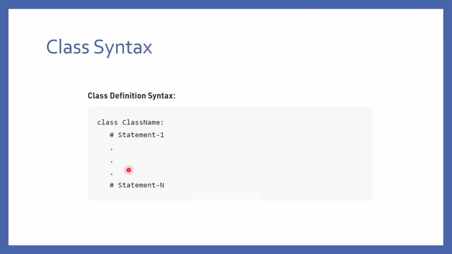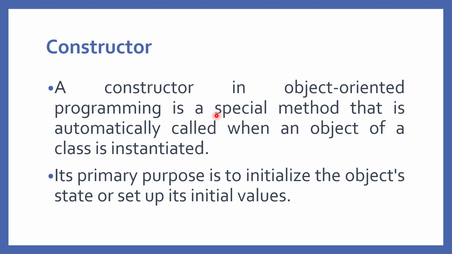One very important concept in this is the concept of a constructor. So let's discuss the constructor first before moving ahead. A constructor in object-oriented programming is a special method that is automatically called when an object of a class is created. Its primary purpose is to initialize the object's variables or state, or in simple words, it is used to set up initial values.